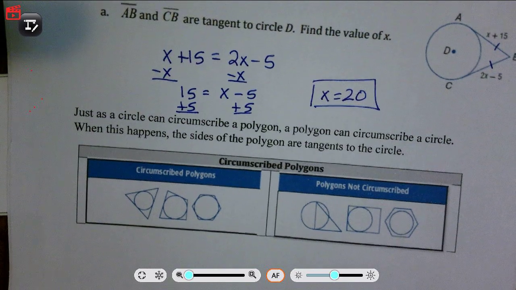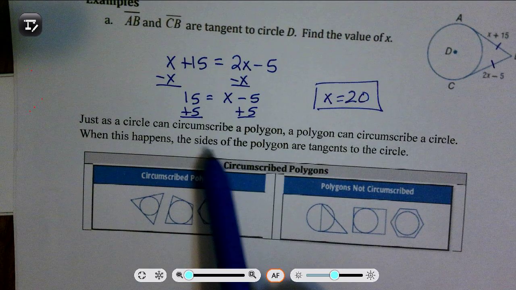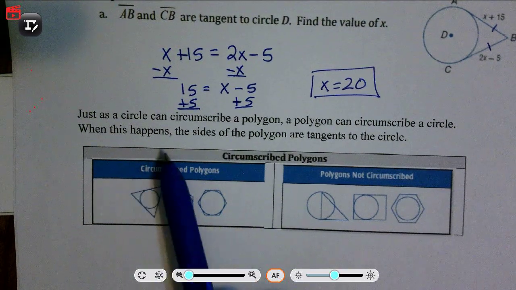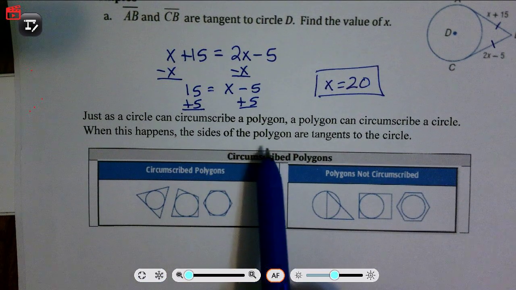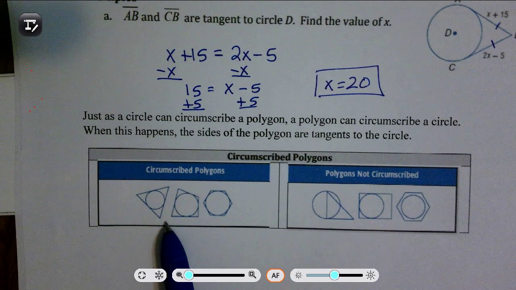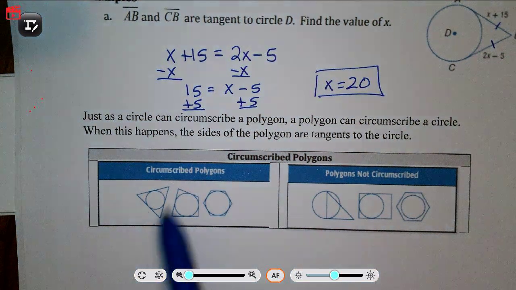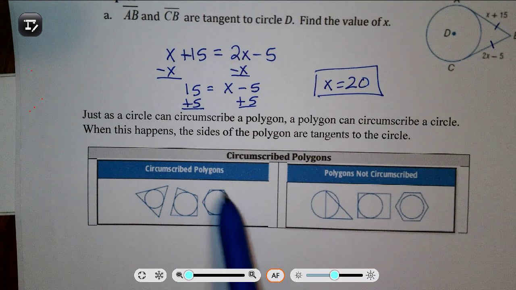All right, and the very last thing we have, we looked the other day at how a circle can circumscribe a polygon. Well, a polygon can also circumscribe a circle. When this happens, when a polygon circumscribes a circle, the sides of the polygon are tangents to the circle. These are examples of circumscribed polygons. We have the triangle circumscribing the circle. We have a quadrilateral. We have a hexagon.